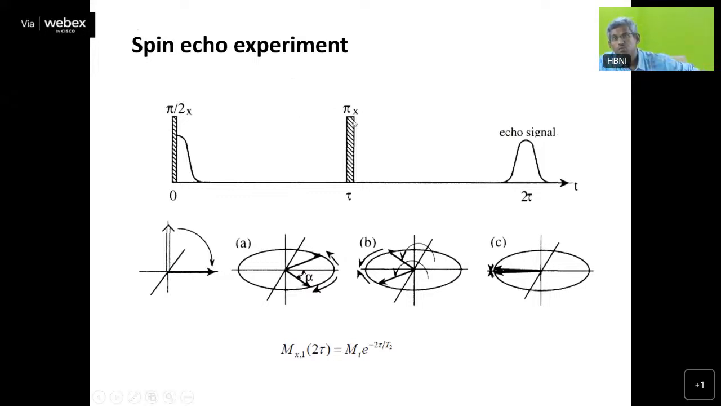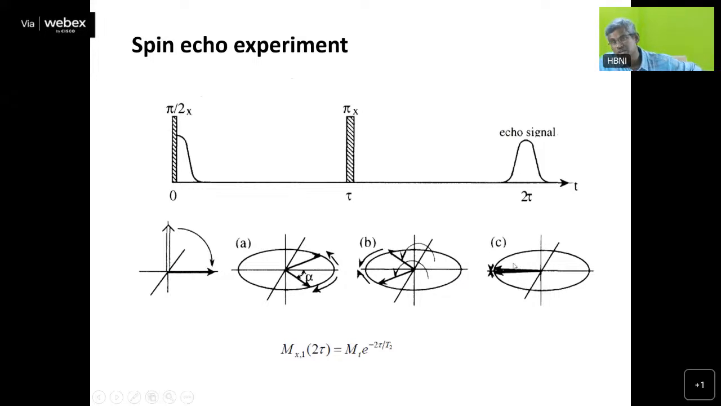Now after applying a pi by 2, 90-degree pulse, I am applying a 180-degree pulse again on the x-axis. If I apply a 180-degree pulse on the x-axis, the magnetization also will turn 180-degree. You see here, the magnetization which has started spreading has moved 180-degree away, and you start getting refocusing in the opposite direction. Is it not? And after some time it will refocus.